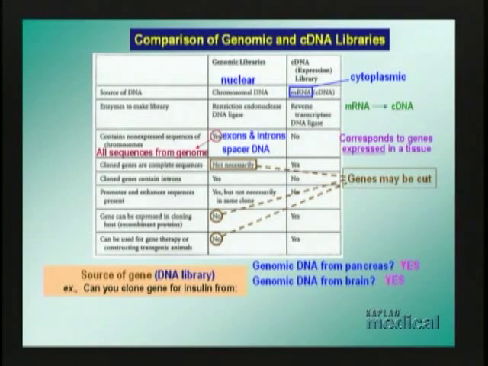So if you wanted to clone the insulin gene using genomic DNA technology, you can get the insulin gene from any cell in your body, because within the 46 chromosomes, two of the chromosomes, matching chromosomes, will have the insulin gene. Now, another question. If you wanted to clone the insulin gene, could you use cDNA from the pancreas? And the answer is yes.